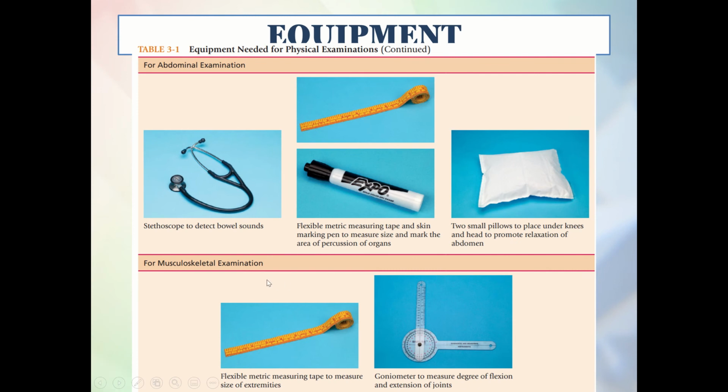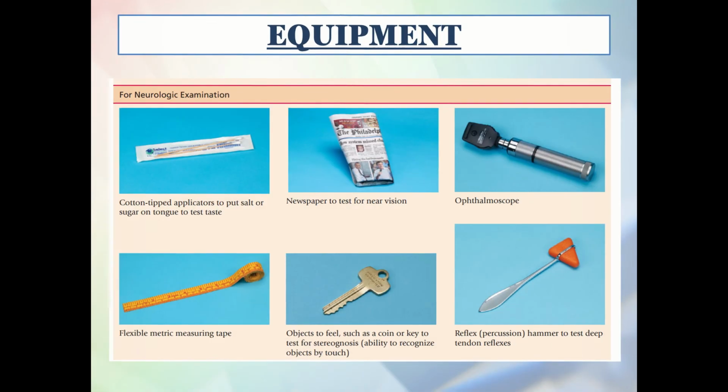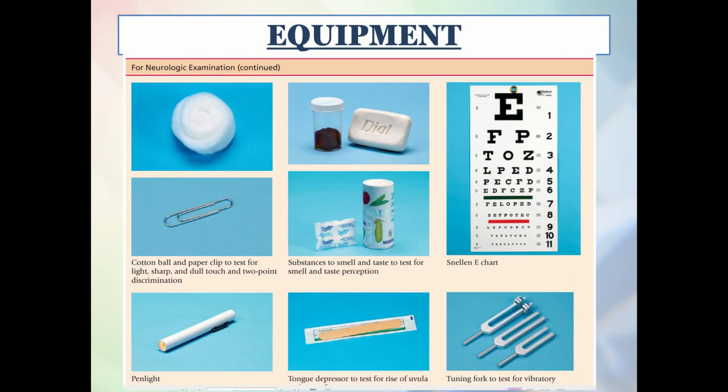Okay, for musculoskeletal, we have here a goniometer to measure the degree of flexion and extension of the joints. Okay, so we have here a reflex hammer to test the tendon, the deep tendon reflexes. And just the same as kanina.